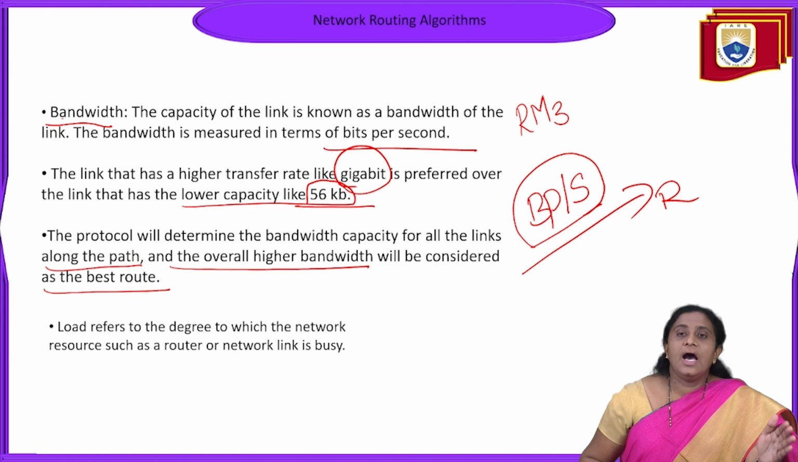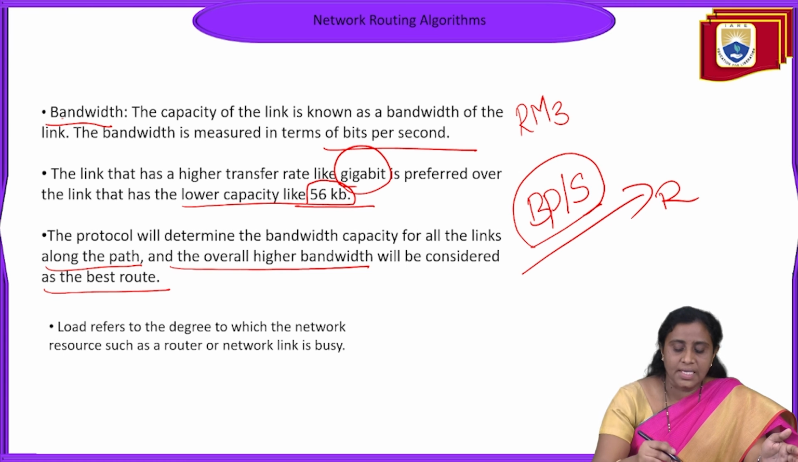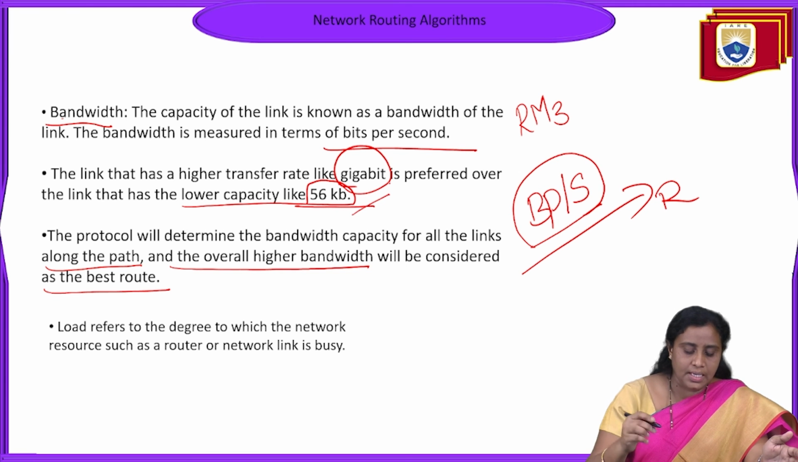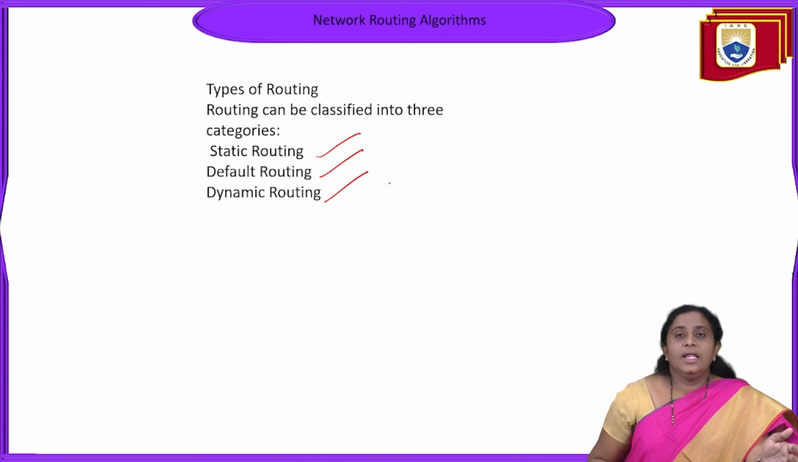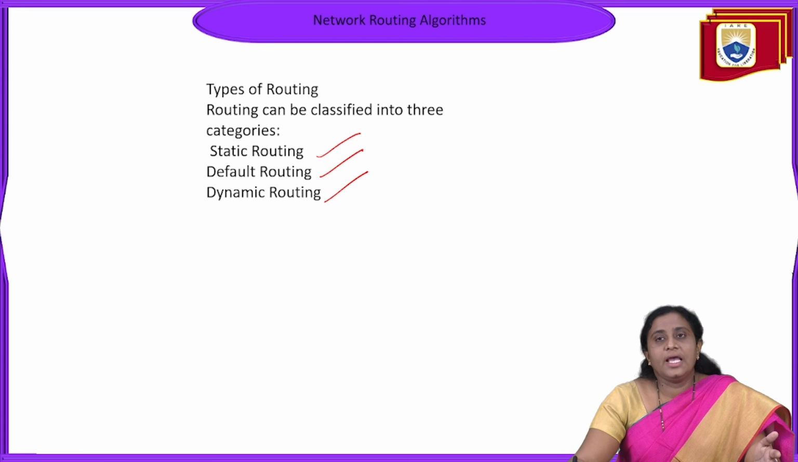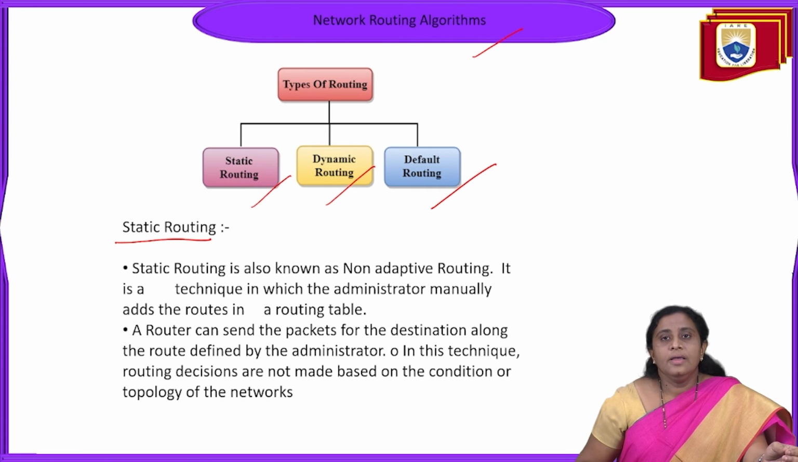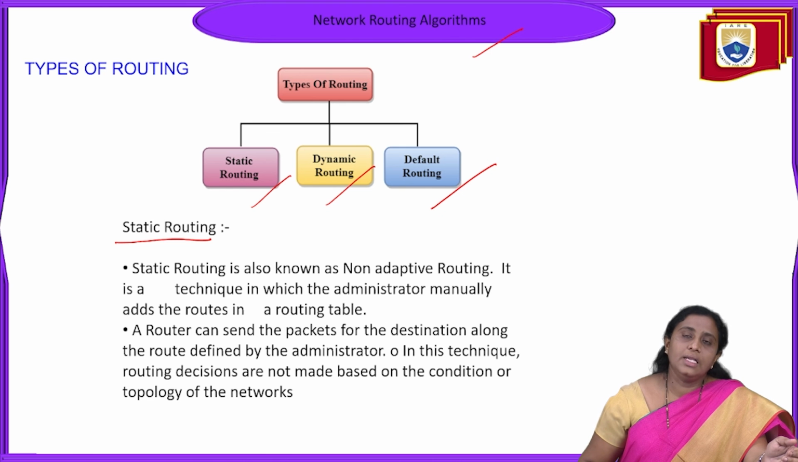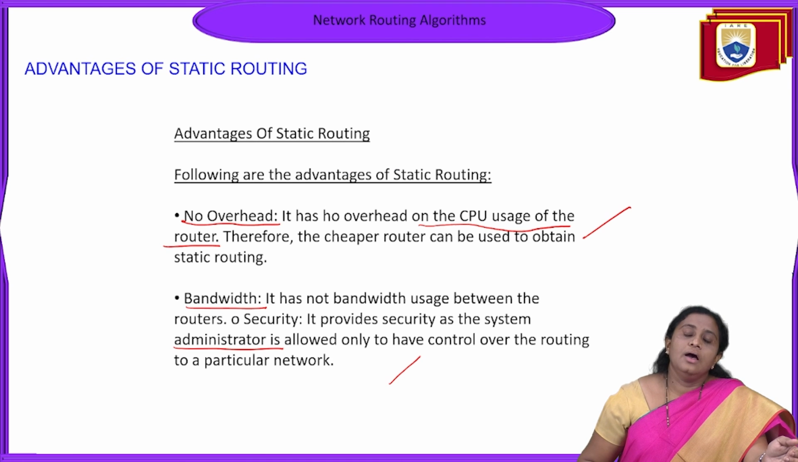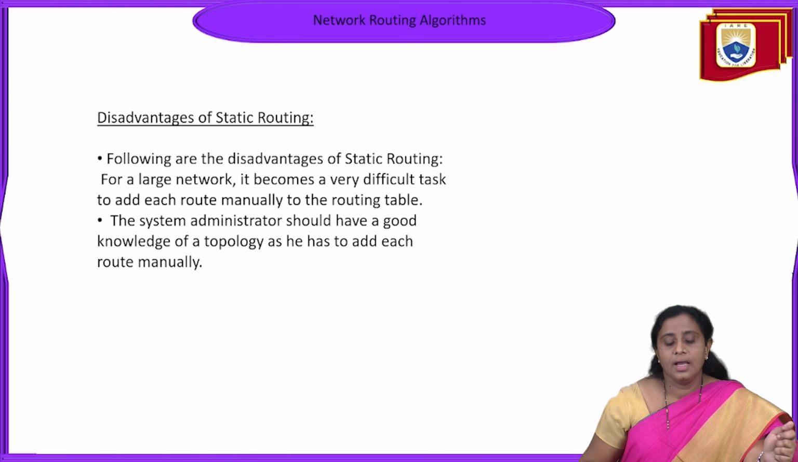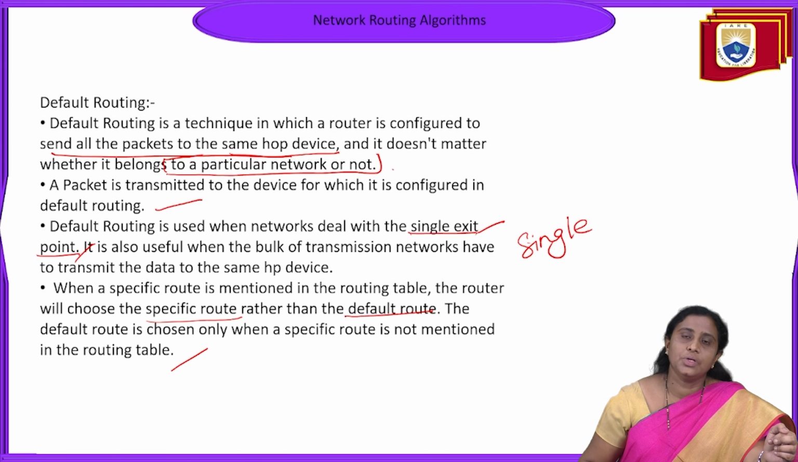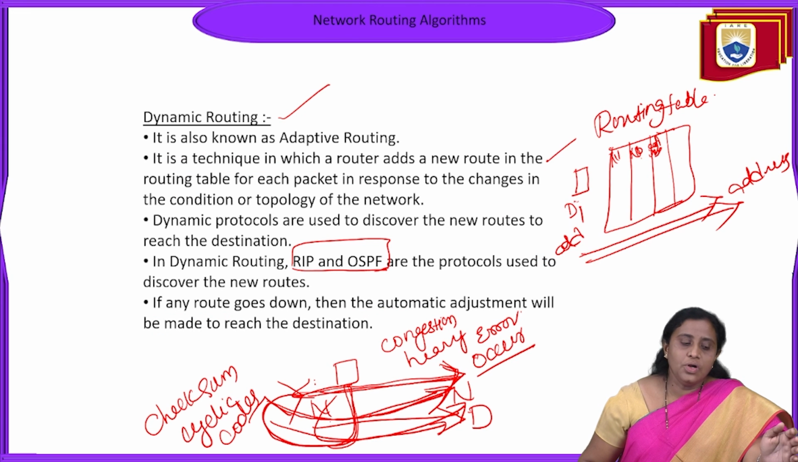It holds the higher transmit rate, gigabits per second, what we can call as 56 kbps. After that, again, I have already explained to you the types of routing and the classification of routing mainly under this one: static routing, dynamic routing as well as default routing. Under static routing, the advantages and again the disadvantages of static routing, as well as under default routing, again some of the advantages and disadvantages of default routing.